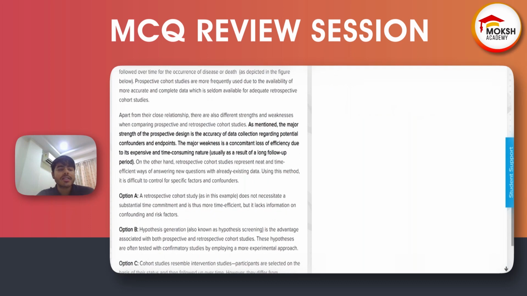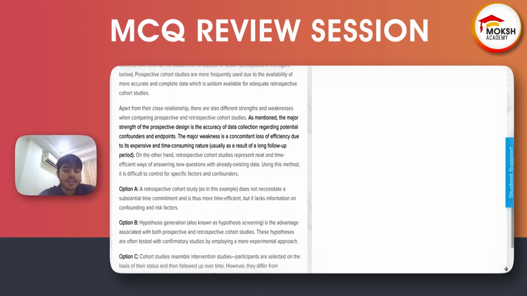As mentioned, the major strength of a prospective cohort, where we determine things in the future, is the accuracy of data collection on potential confounders and the endpoints. The major weakness is a concomitant loss of efficiency due to its expensive and time-consuming nature. On the other hand, retrospective cohort studies represent neat and time-efficient ways. They are time-efficient and less costly because we have already existing data. But using this method, it is difficult to control for specific factors and confounders.